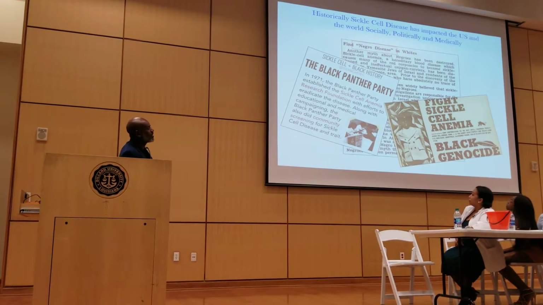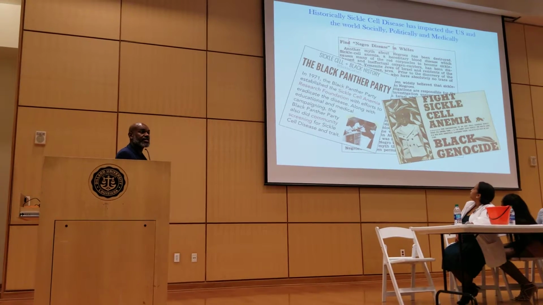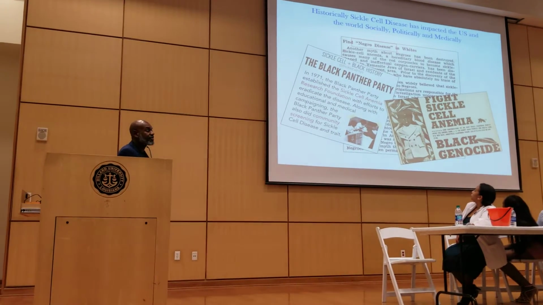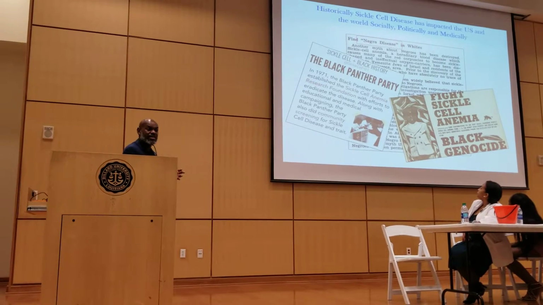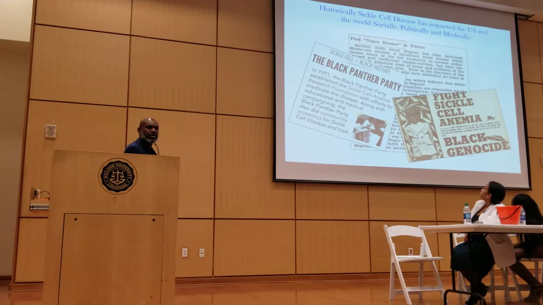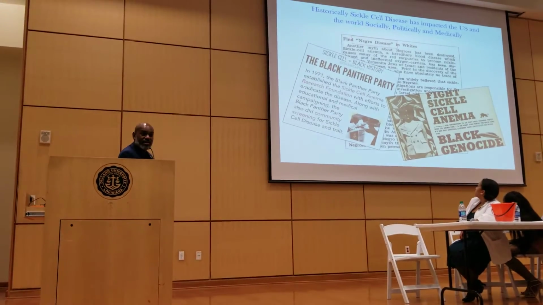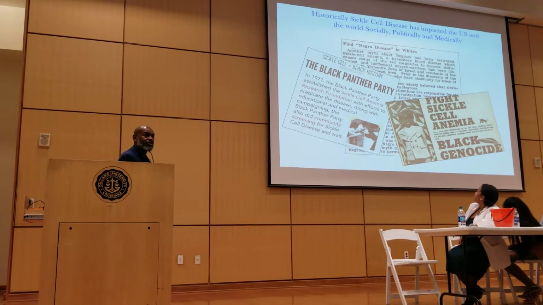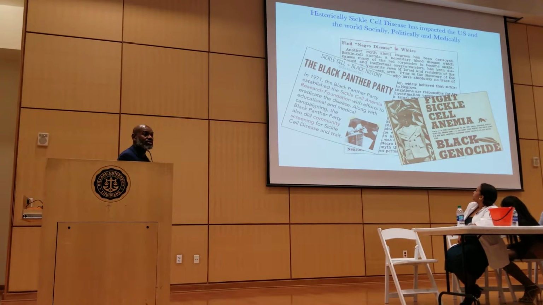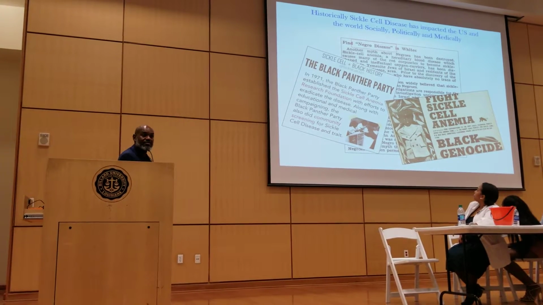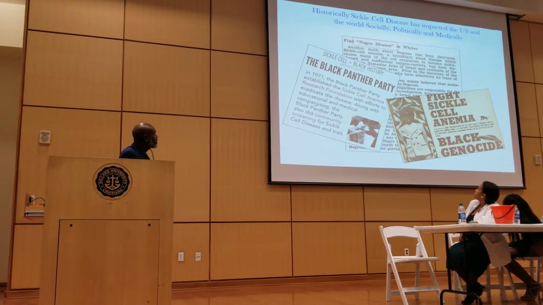Sickle cell anemia was once described in this country as a Negro disease because it predominantly affected people of color, people of African descent, and people didn't understand why it was affecting only one of the racial groups or ethnic groups in the country. It was also labeled as a form of black genocide, because the molecular and medical mechanism wasn't known at one time. People believed it was a form of black genocide, a way to eradicate the black race.